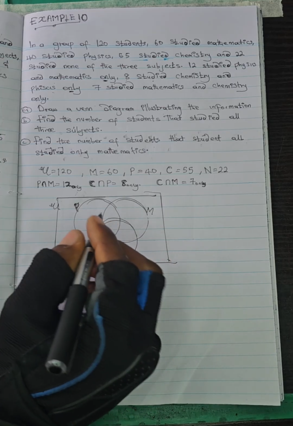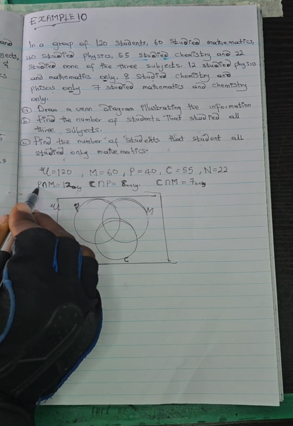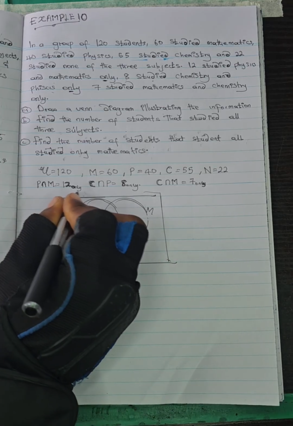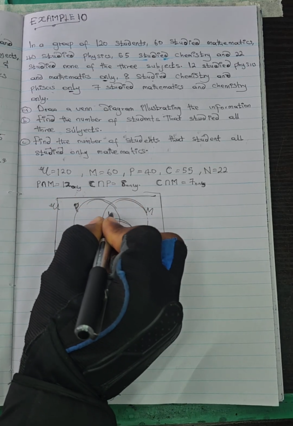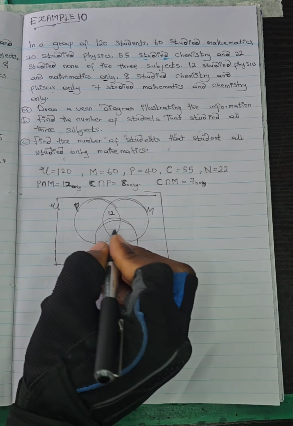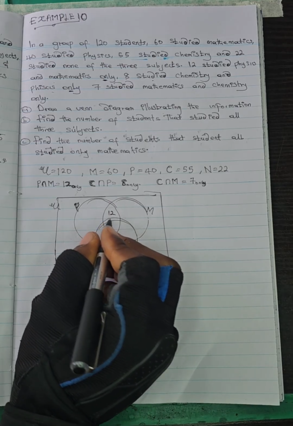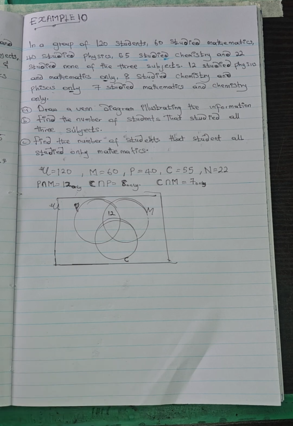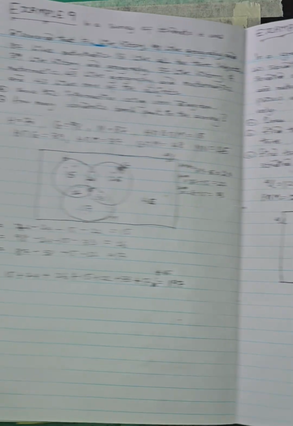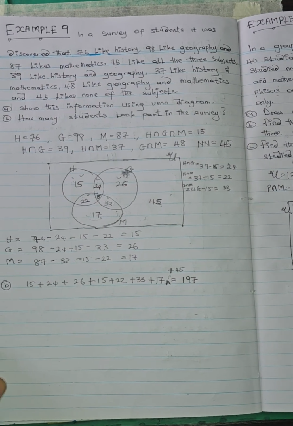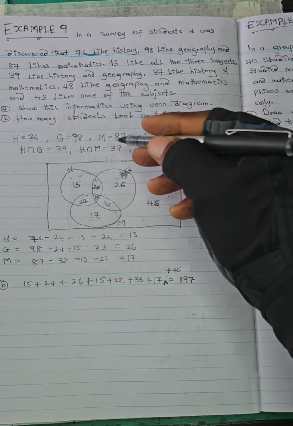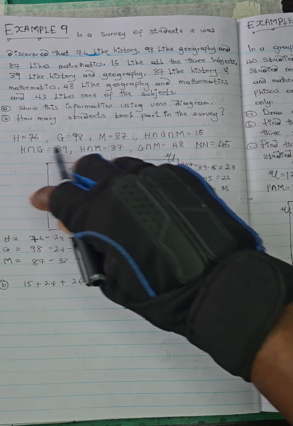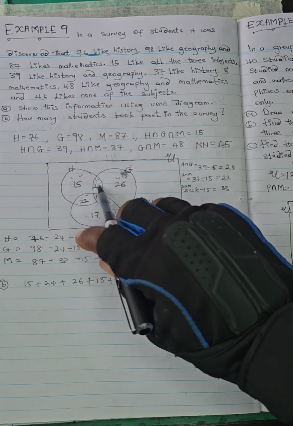Now, we have those that did physics and mathematics are 12 only. Do you know why I take note of this only? It means I can confidently write 12 here without bothering whether this 12 contains those that did all. Remember in the last example we did, we now had to subtract for this history and geography. We have 13. You have to subtract 15 from it to get 24.